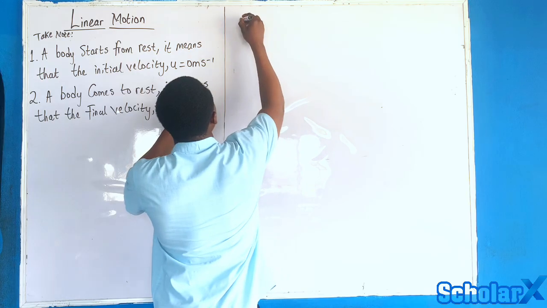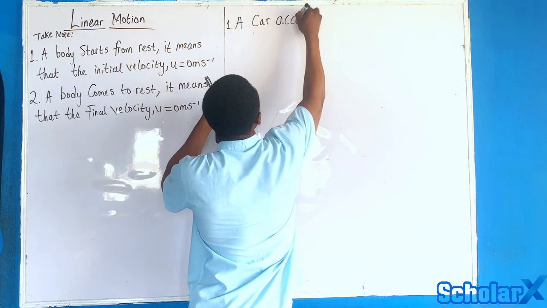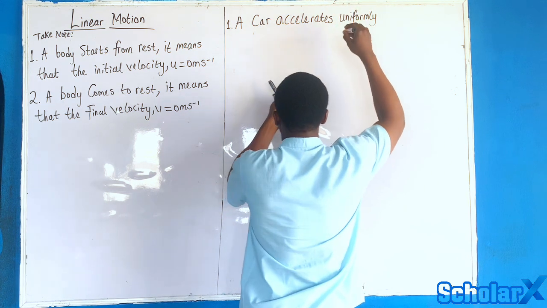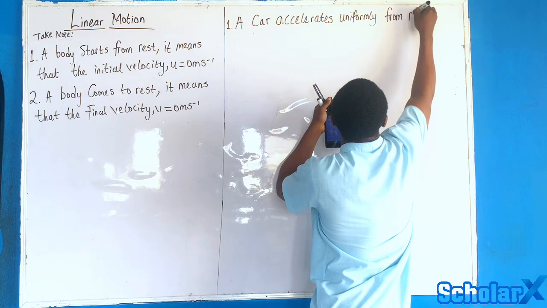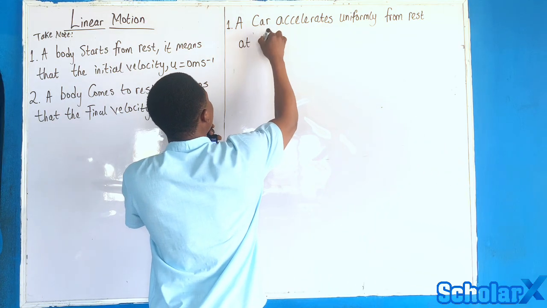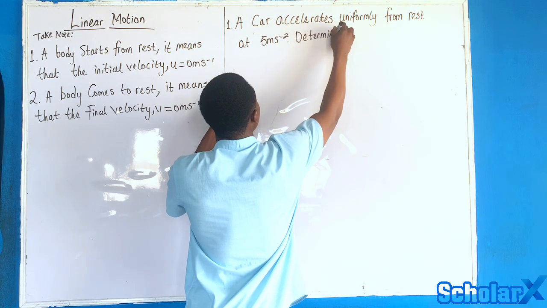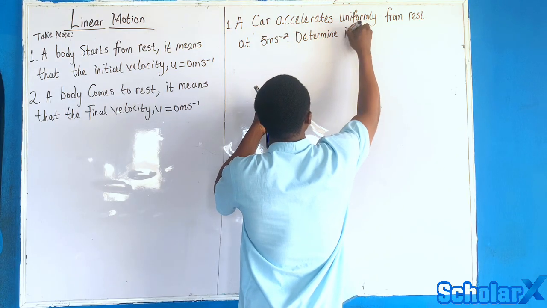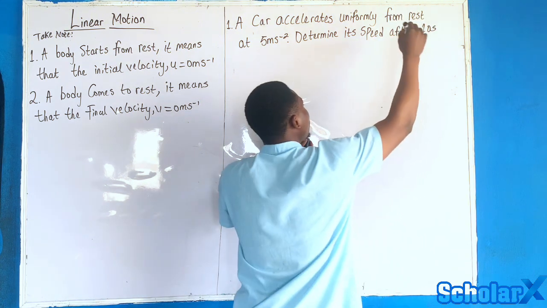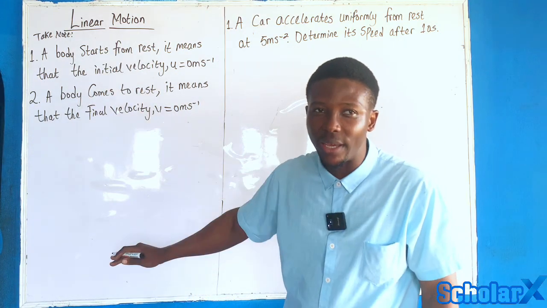It says a car accelerates uniformly from rest at 5 meters per second squared. Determine its speed after 10 seconds. Now, let's write the equations of motion here again because we'll need them.